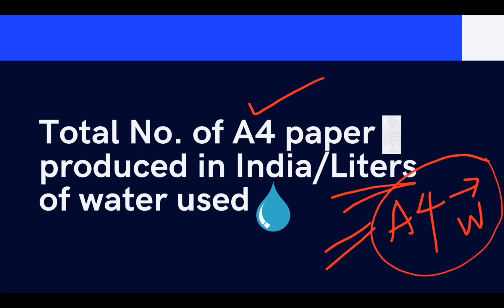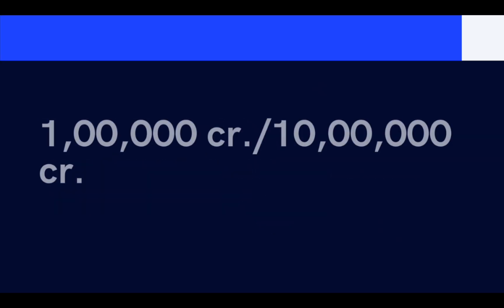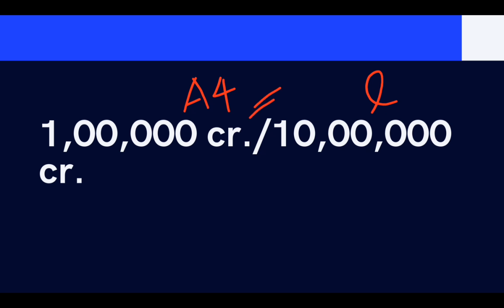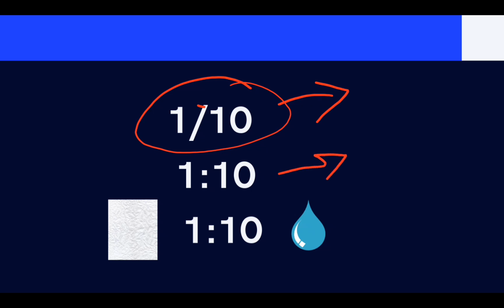So after making this formula, they collected the data and found that for making 1 crore A4 size papers, the industry needed 10 crore liters of water. Okay, this was what they found. To make 1 crore A4 size paper, we need 10 crore liters of water. Simplifying it, they found that the ratio would be like this. The fraction would come like that. Okay, the crore and crore cancel. Now we have just 1 by 10, which is equal to 1 is to 10.